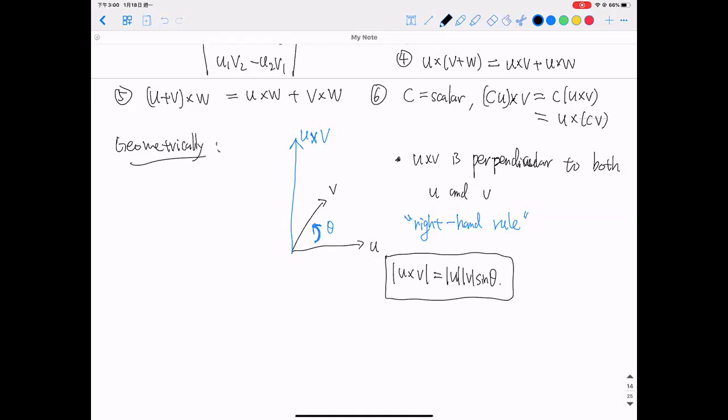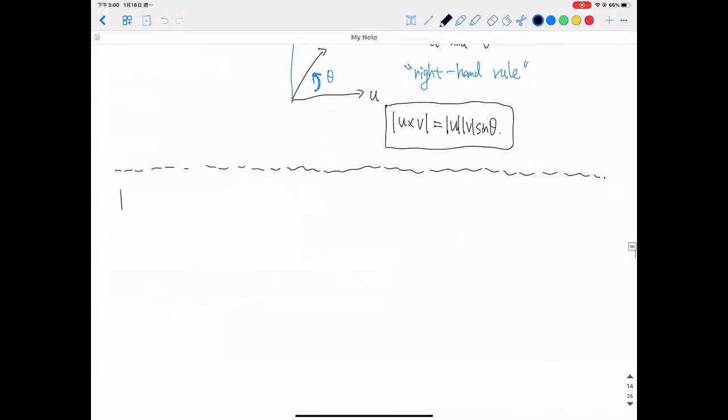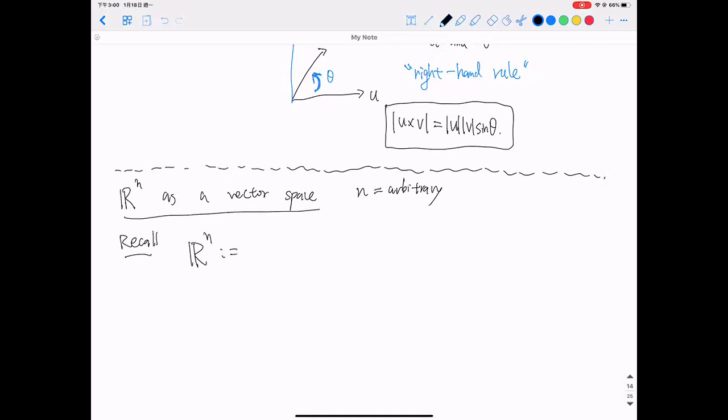So these are the main things that we do to vectors in R2 and R3. And now we're gonna move on to Rn as a vector space. Now n is just arbitrary. Okay. Now recall, Rn is by definition the set of n-tuples of real numbers.